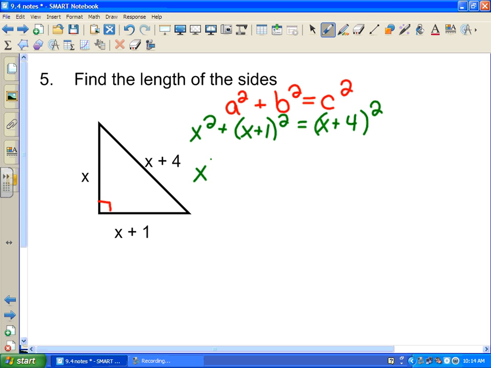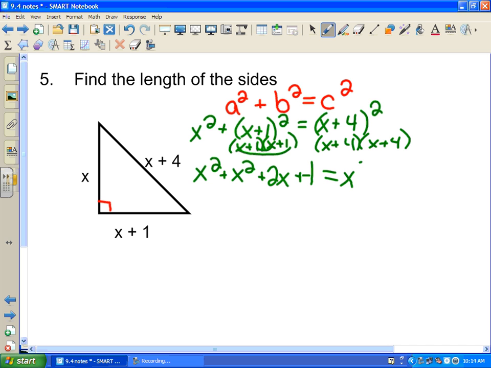I start working this all out. I get x squared. How do I square x plus 1? x squared plus 1. Yes, so you can put the outside and the inside together: 1x and 1x is 2x, plus 1. Let's skip one little step. Now I'm going to square the x plus 4. So x times x, x times 4, and 4 times x, and then 4 times 4 is 16.